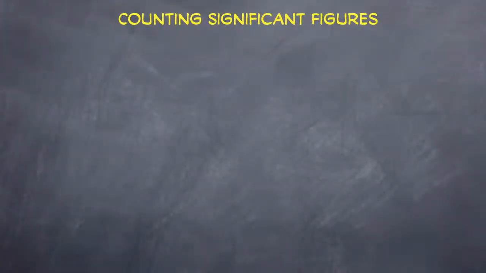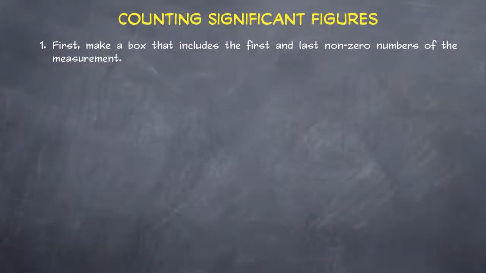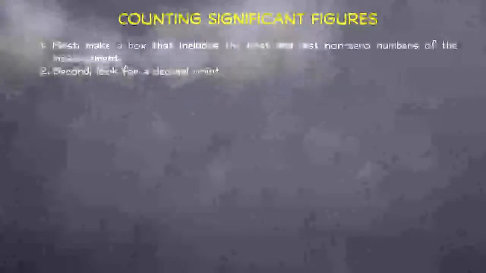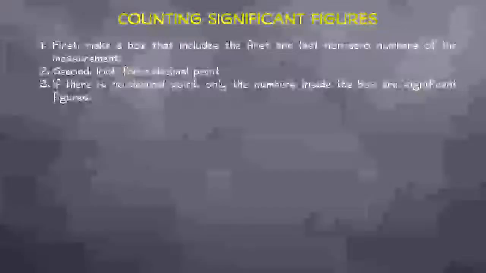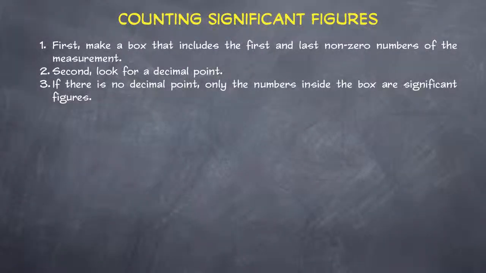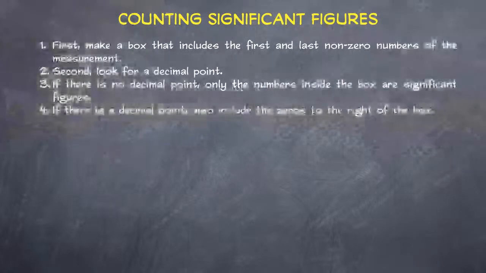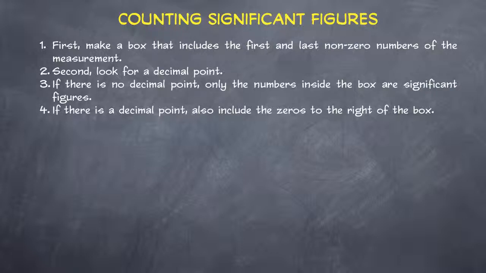Now, there are a couple rules for counting significant figures. First, you want to make a box that includes the first and last non-zero number of the measurement. Next, you want to look for a decimal point. Thirdly, if there is no decimal point, only the numbers inside the box are significant figures, and essentially you're done. And finally, fourth, if there is a decimal point, also include the zeros to the right of the box as being significant figures.